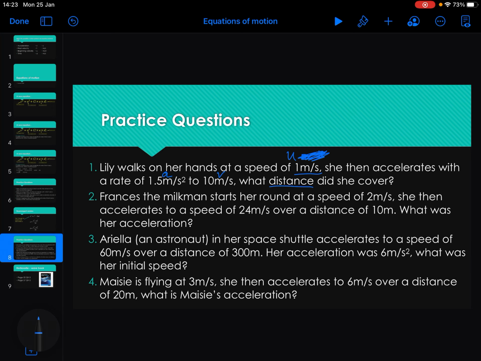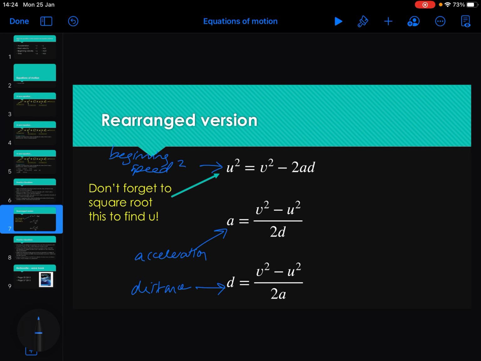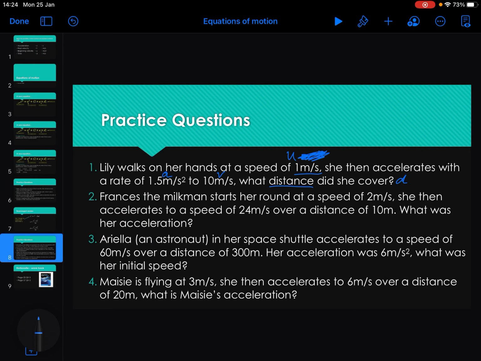Now the most important thing is they ask you for D. So I'm going to go back to my notes and say, right, what's the equation for D? D equals V squared take U squared over 2A. Now notice, that is just the equation for D. It's not the equation for D squared, so we won't need to square root it at the end. We can just pop our numbers in and get the answer. So V squared is 10 squared, take U squared, which is 1 squared, over 2 times acceleration, 2 times 1.5. So that's 99 over 3. So her distance is 33 meters.